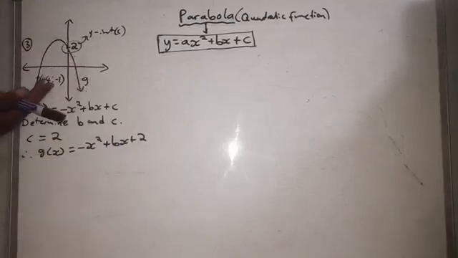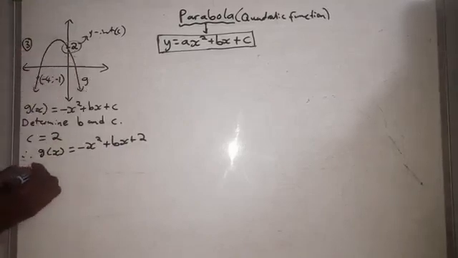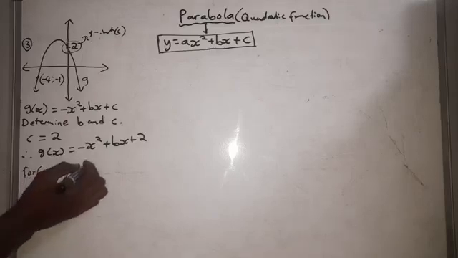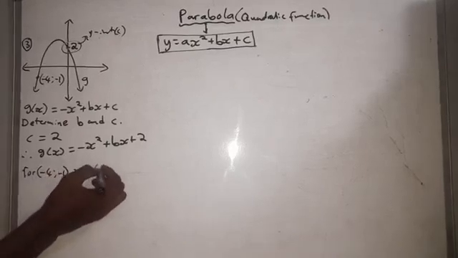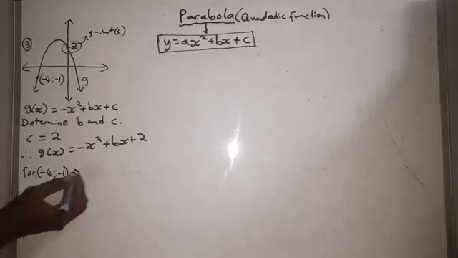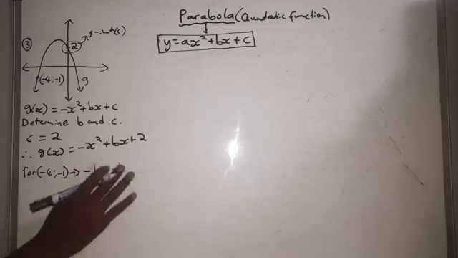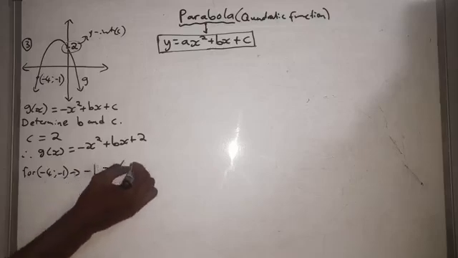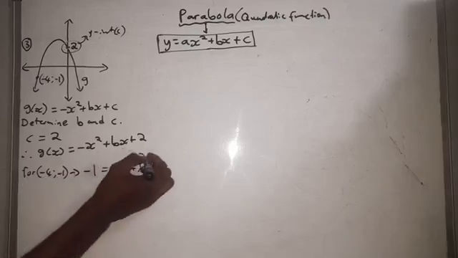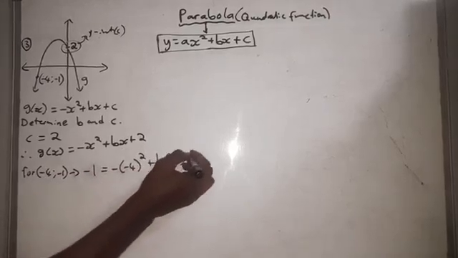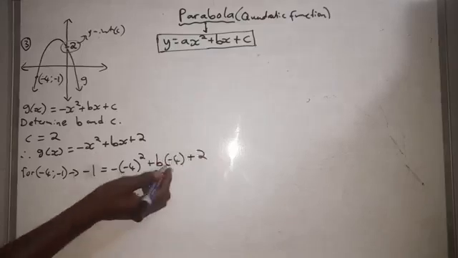That's this point. So for the point (-4, -1), in the place of g of x, I'm going to plug in -1, equals minus, in the place of x, I'm going to plug in -4 because it's there, plus B, which is the unknown, times -4 again for x, plus 2. Now make B the subject.